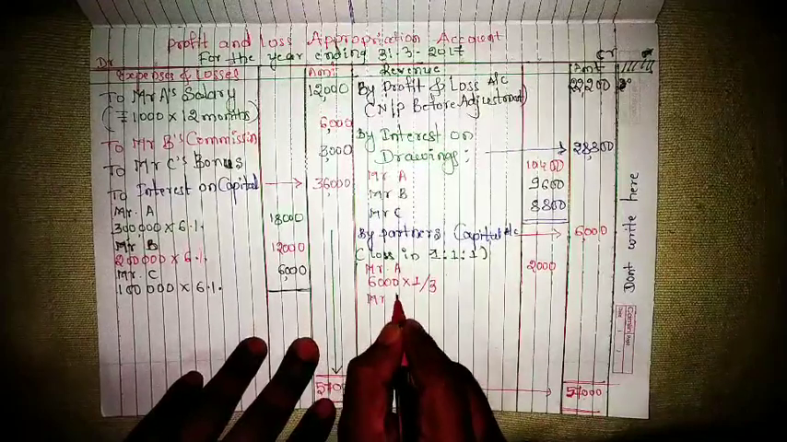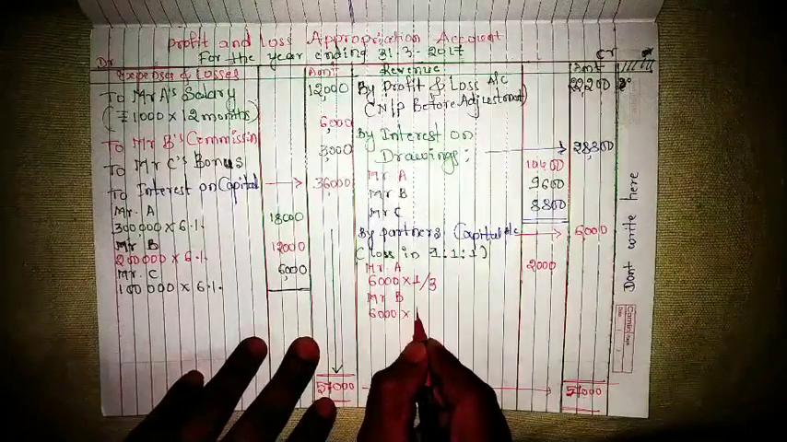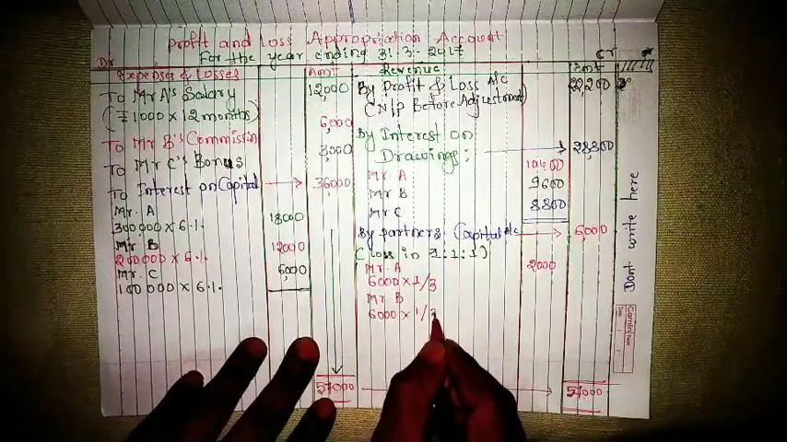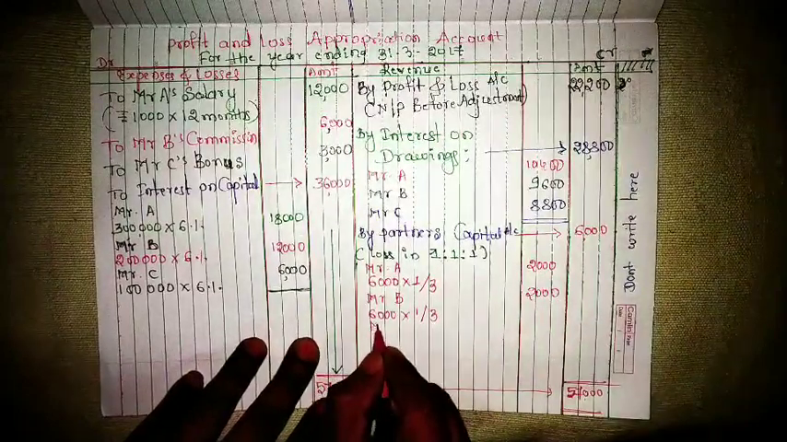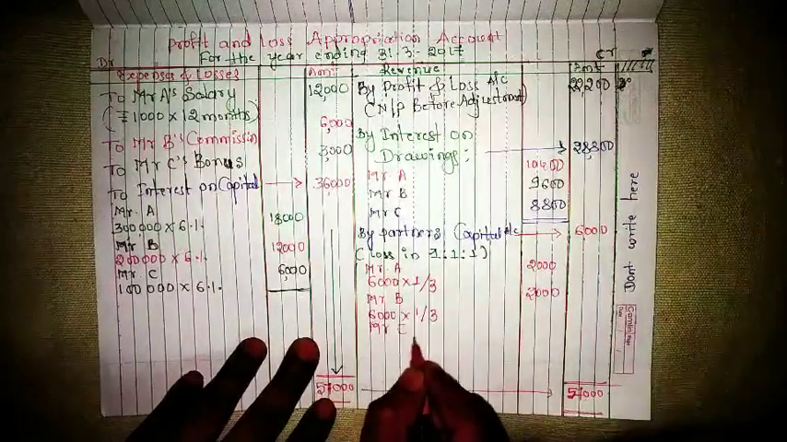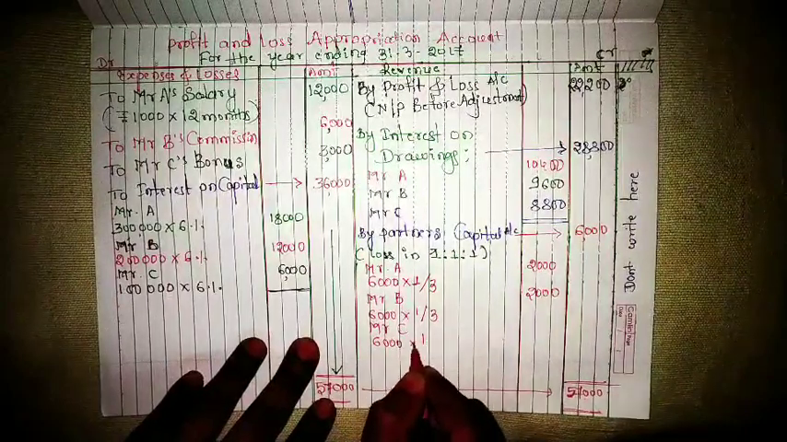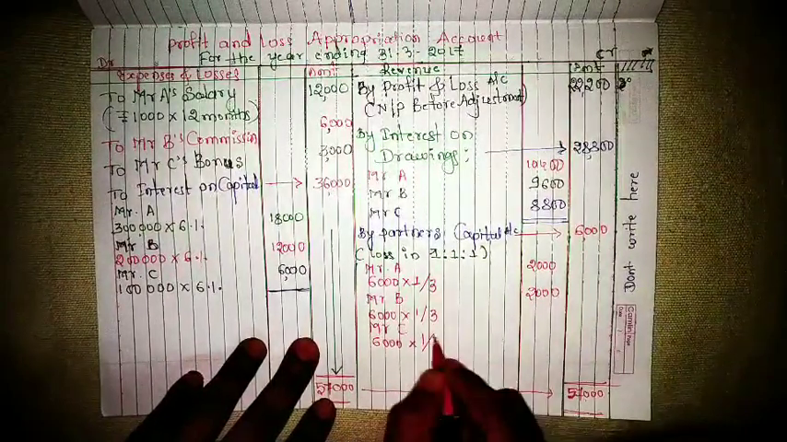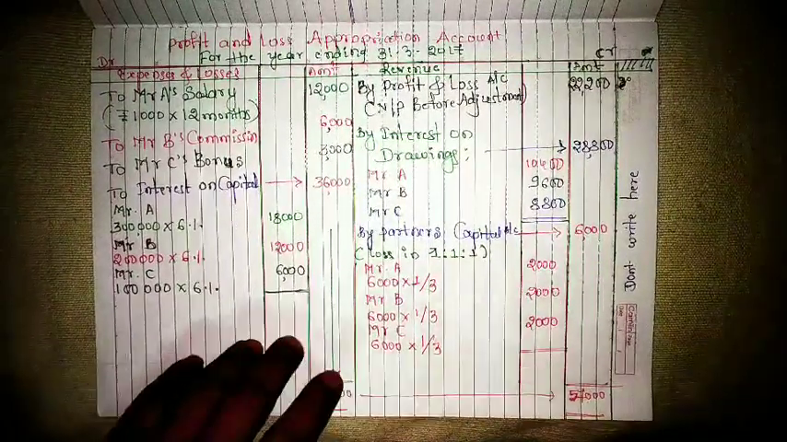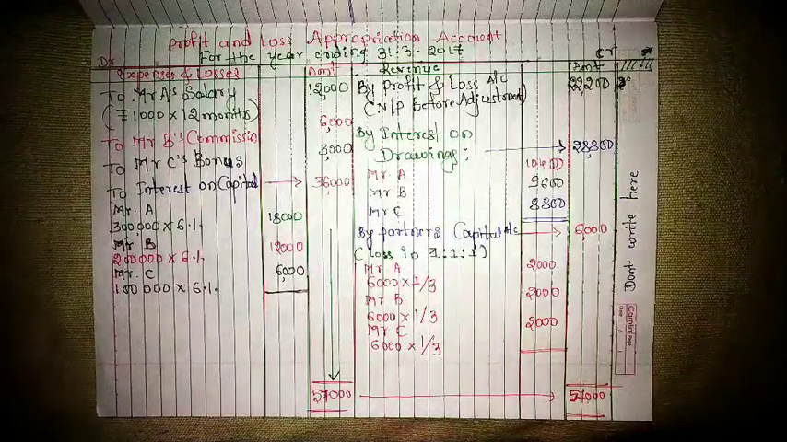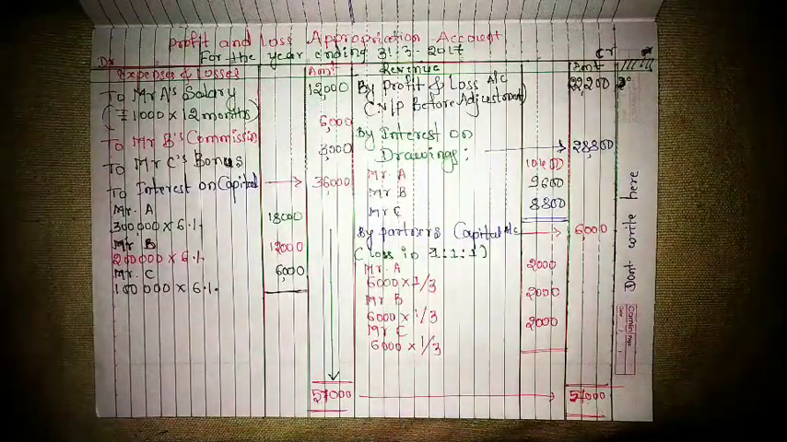Mr. B. What is the total loss? 6,000. His ratio is 1. Total is 3. 2,000. Mr. C. Total loss is 6,000. His share is 1. Total is 3. 2,000. Okay? But don't write in the outer column. You got it? Understood? Let us start.